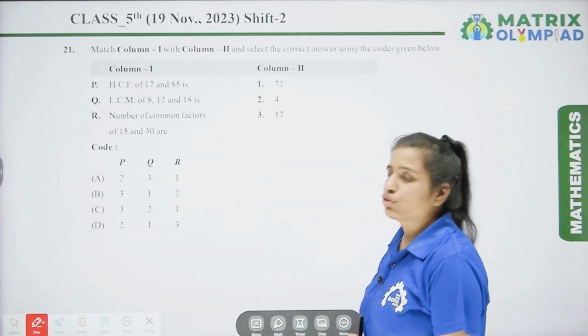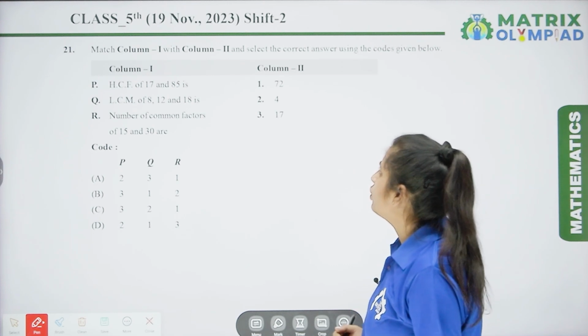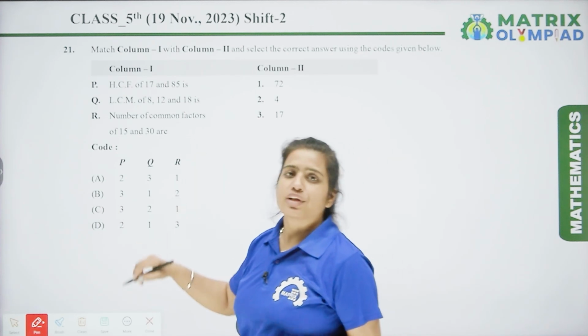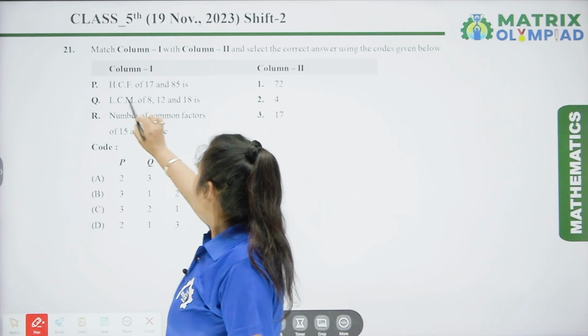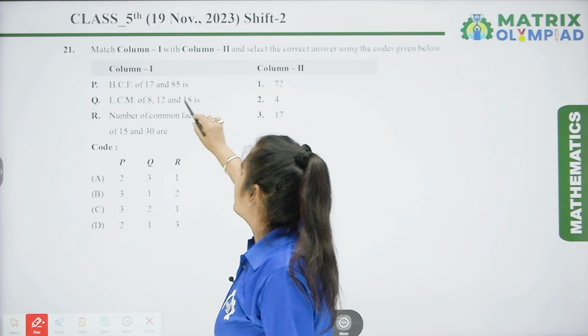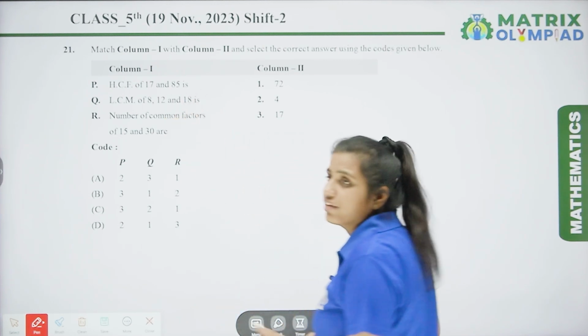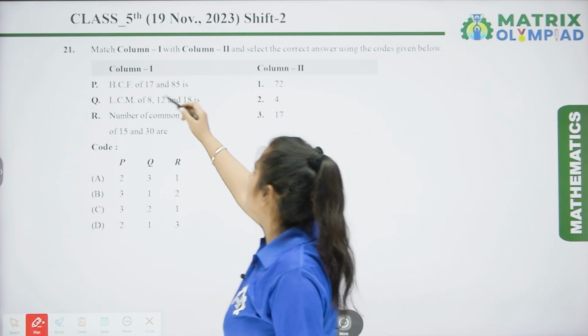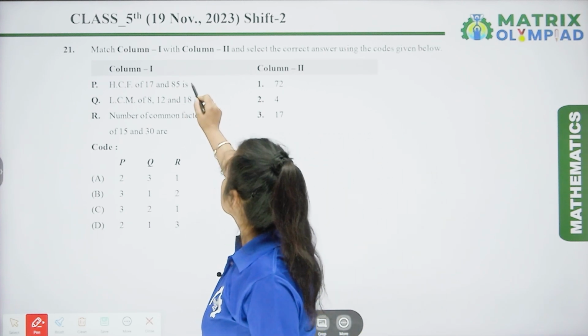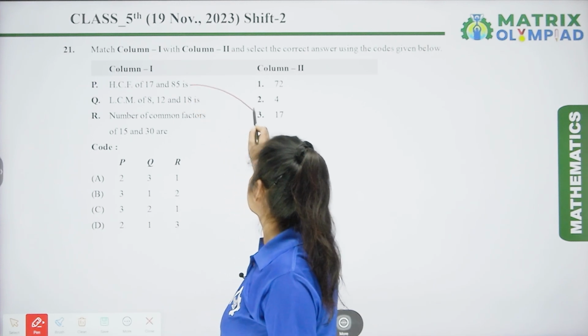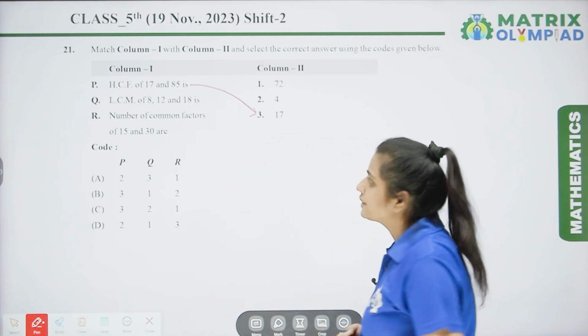Now the next question is question number 21. We have to match column 1 with column 2 and select the correct answer. In column 1, the first part is HCF of 17 and 85. As we know that 17 is a prime number, it has only two factors, 1 and 17, and 85 also has the factor 17. So the HCF of these two numbers is 17.